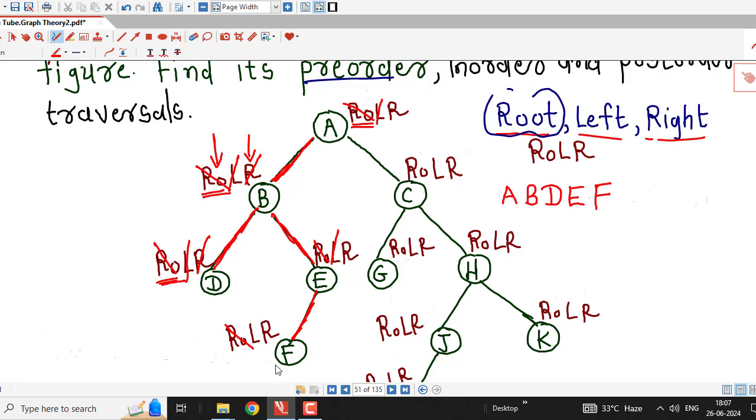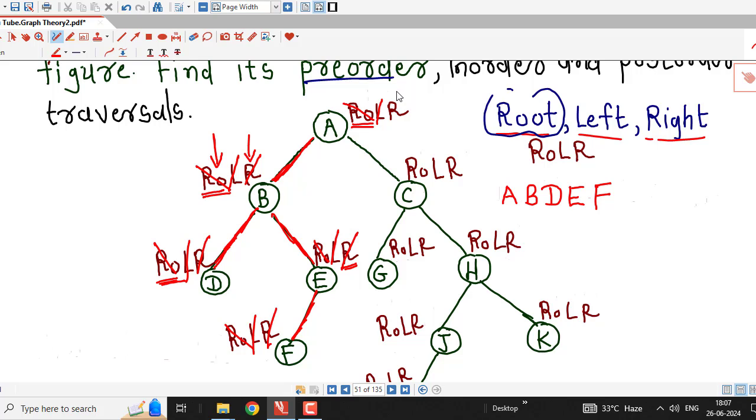Then I have to go to the left of F, but there is no left subtree of F. Similarly there is no right subtree of F. Now again I am going back. So here I have this operation pending, that is right subtree of E, but there is no right subtree of E, so I cancel here and I go back towards this direction and I come back to capital A.